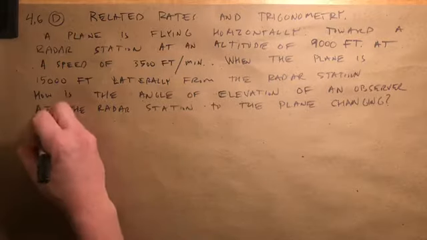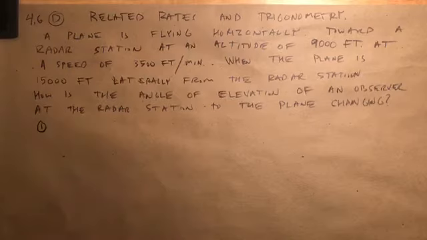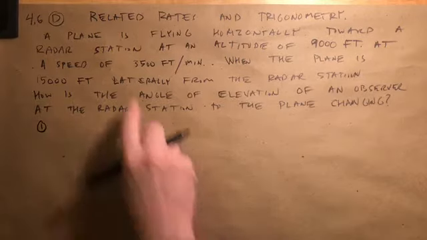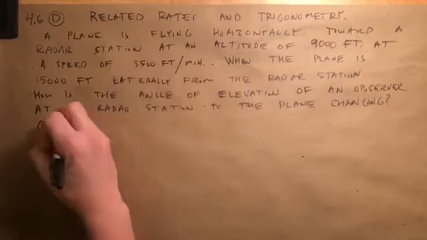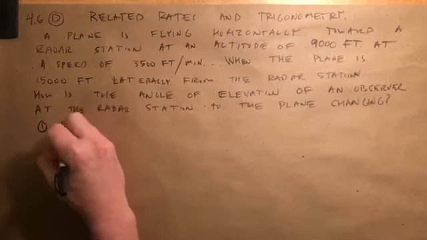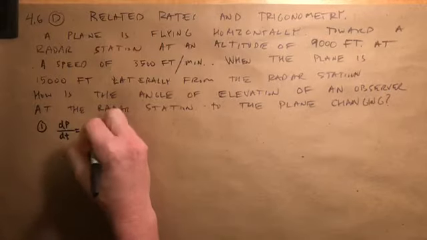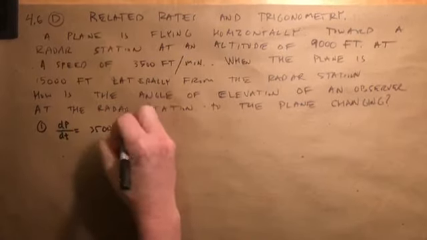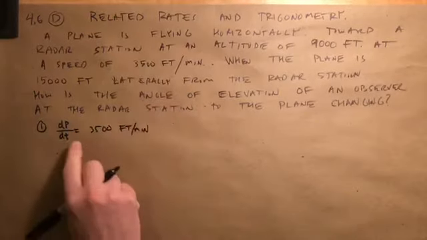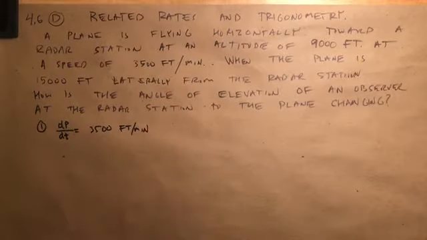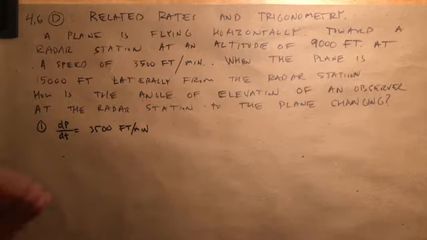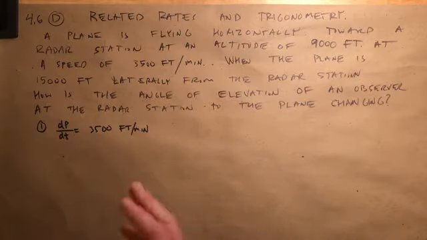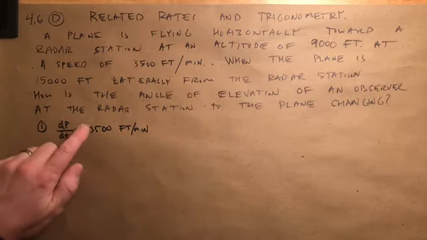So the first thing we have to do is identify what it is we have. And this 3,500 feet per minute is some dp/dt. And we'll see, I might want to change that later depending on how this goes. Because if p, the distance from the plane to the radar station, is increasing, that should be a positive number. If it's decreasing, it's negative. So we'll draw our picture and then fill that in later.